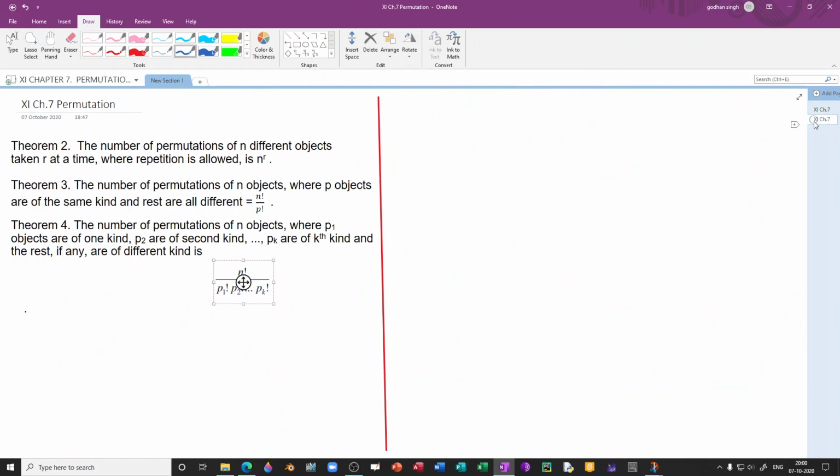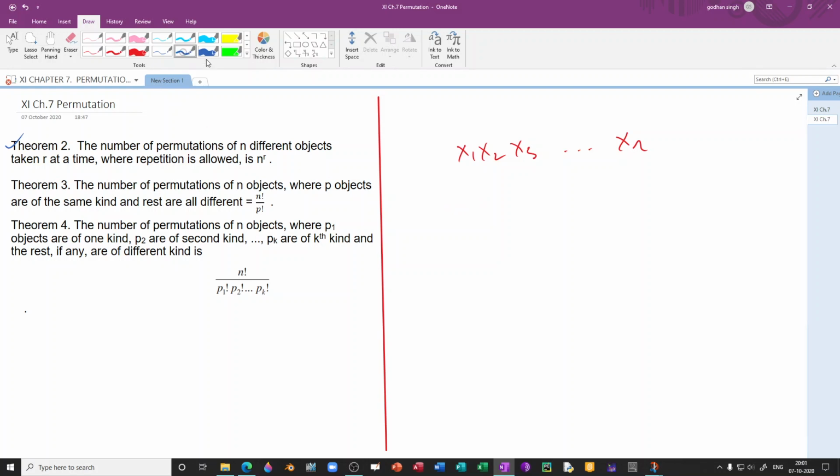So now let us go to another concept, that is the number of permutations of n distinct objects taken r at a time when repetition is allowed is n raised to r. Suppose there are, say, r distinct places, say x1, x2, x3, and so on till xr, and they are to be filled up by n distinct objects, but repetition is allowed.